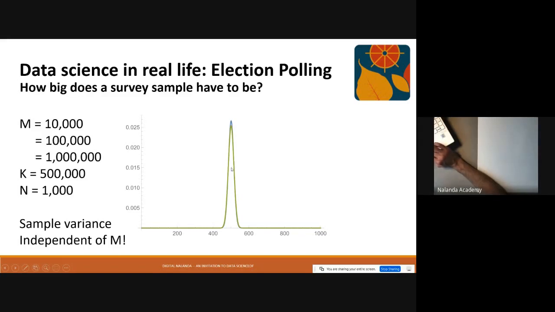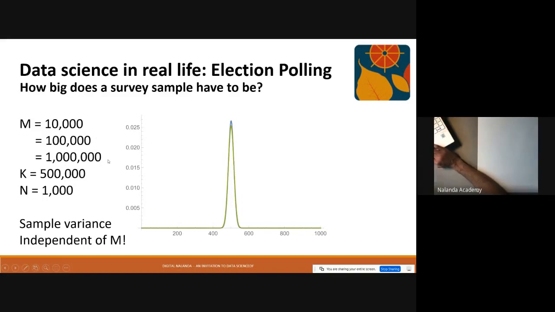So the error in an election poll is this width. Is how big is your sample variance? Like, how sure am I that I've gotten the correct answer? And you see that even for a sample of 1,000, you've had basically some percent error. I guess it's like 2 or 3% error, whether the population is 10,000, 100,000, or a million.